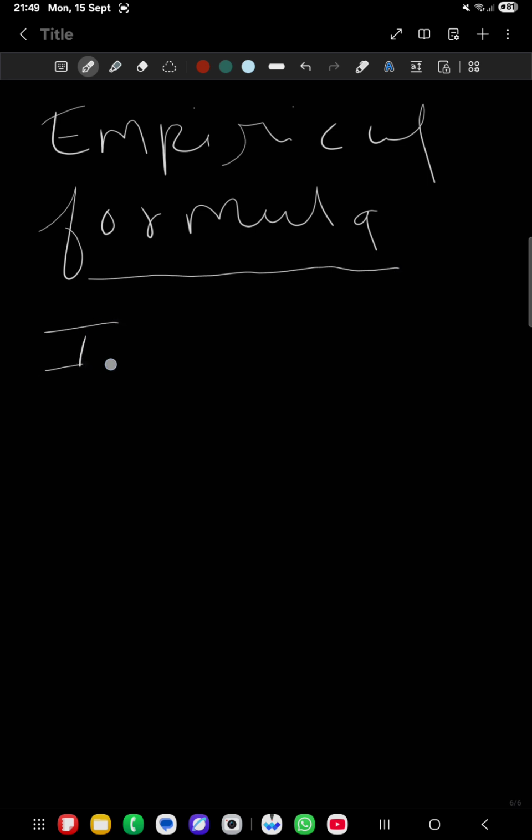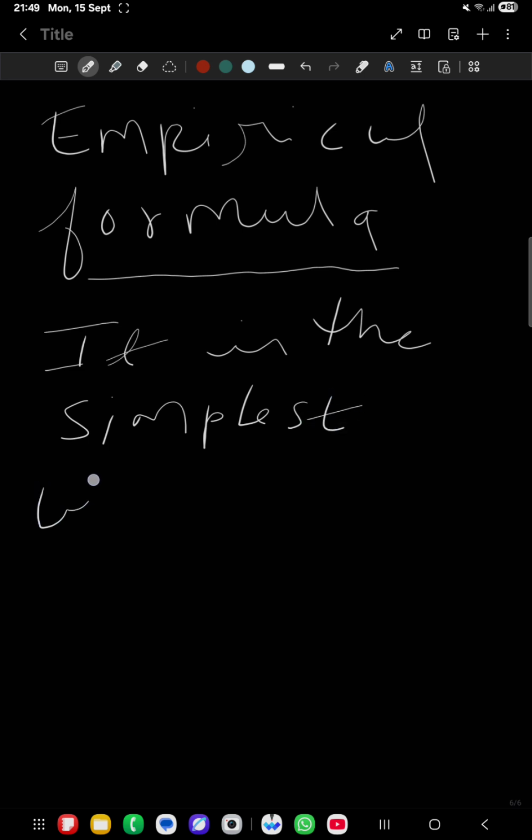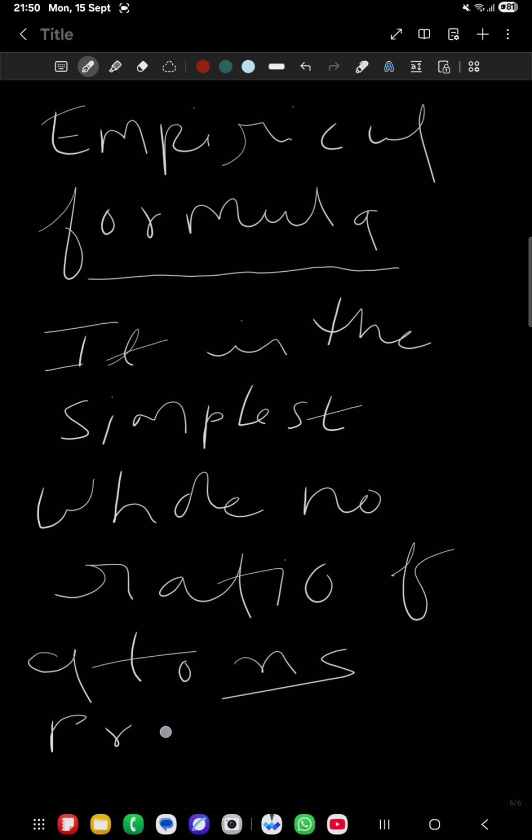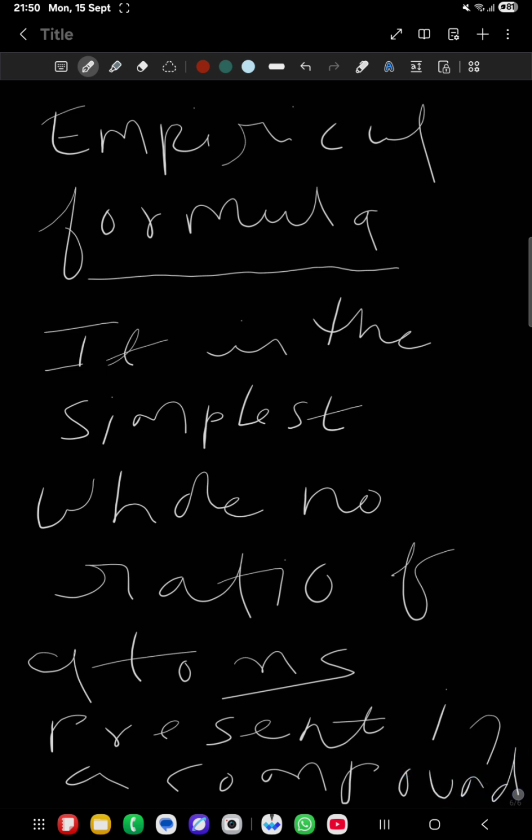It is the simplest whole number ratio of atoms present in a compound. Pen is not working now. एक कंपाउंड में जो नंबर ऑफ रेशियोज होते हैं उसका जो एलिमेंट एटम्स होते हैं उसका सबसे सिंपलेस्ट होल नंबर उसको क्या कहते हैं एम्पेरिकल फॉर्मूला.